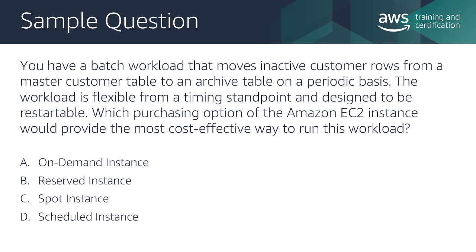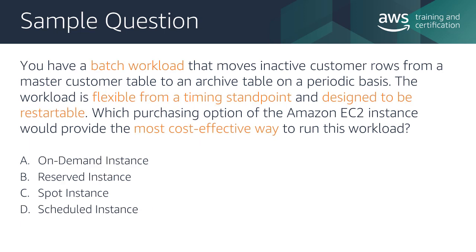Next question. What do we see? Got a batch workload. This workload is flexible from a timing standpoint. It's designed to be restartable. That should jump off the page at you. Which purchasing option of EC2 instance is the most cost-effective way to run the workload? Anytime you see the words most cost-effective, right away you can eliminate option A, unless you have to have it be on demand. In this case, don't need it.